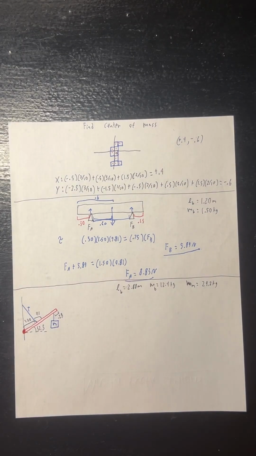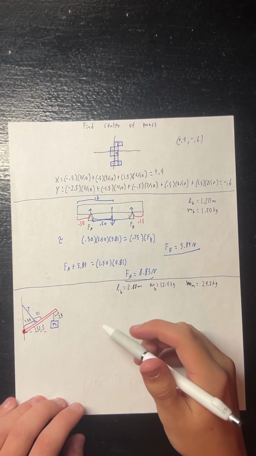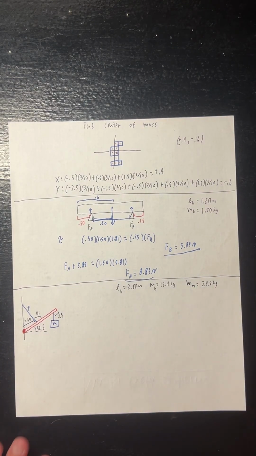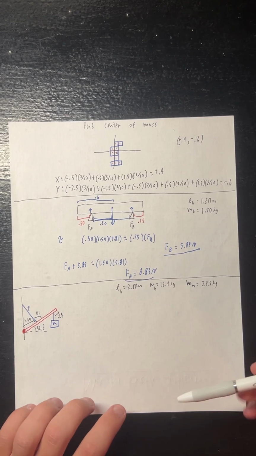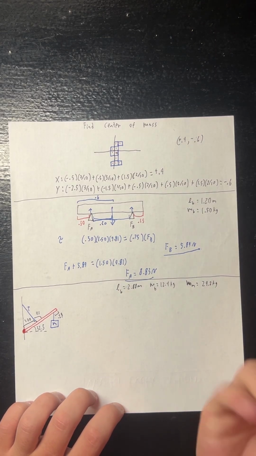Okay, the next question is a bar with a tension wire holding the bar, and there's a mass hanging off of it. So this one is kind of tricky, but it's doable. The first thing you want to do is set the net torque equal to zero, so it's going to cancel out. So what torques do we have?